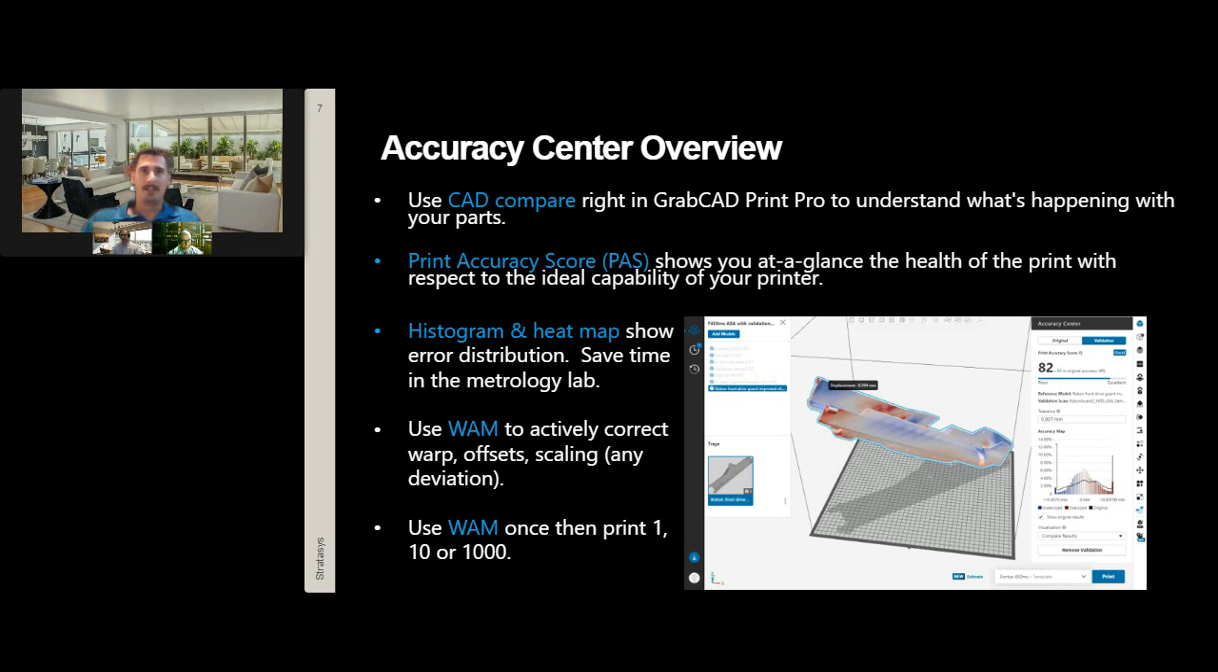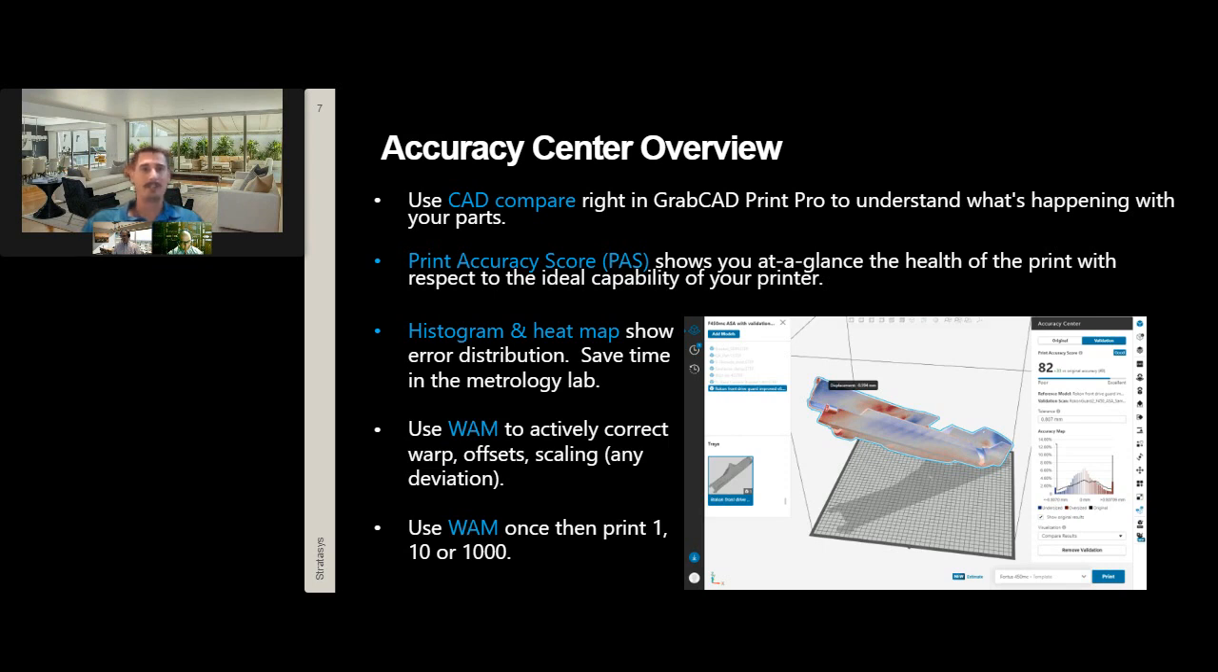And so the scoring gives you a quick view of how accurate your part is, and it demonstrates the improvements for the next iteration. And the histogram and the heat map also give a nice visual of the accuracy in addition to the score. So we can generate a WAM model to improve the future prints of the same geometry. And again, all this is done within this GrabCAD Print Pro module. So you don't need to do this in any external software.